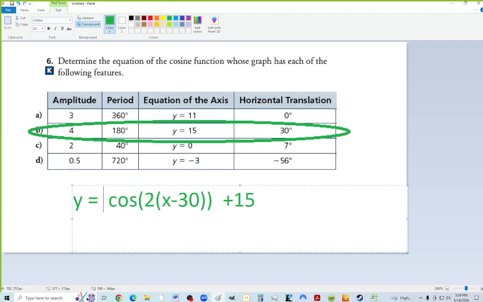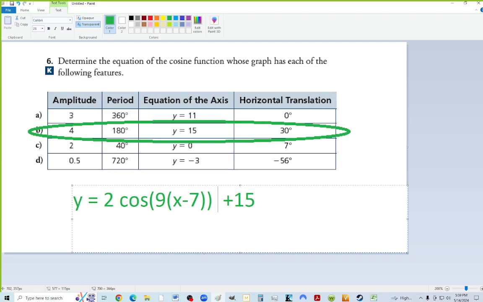2 cos. Yeah. Now let's just use my trick for the period. 360. What's the period we want? 40. Right. I notice they both end in 0. Can I just get rid of the 0? Yes. What's 36 divided by 4? It's 9. Yeah. That was easy enough. Yes. Okay. 9x. X minus 7. Yeah.